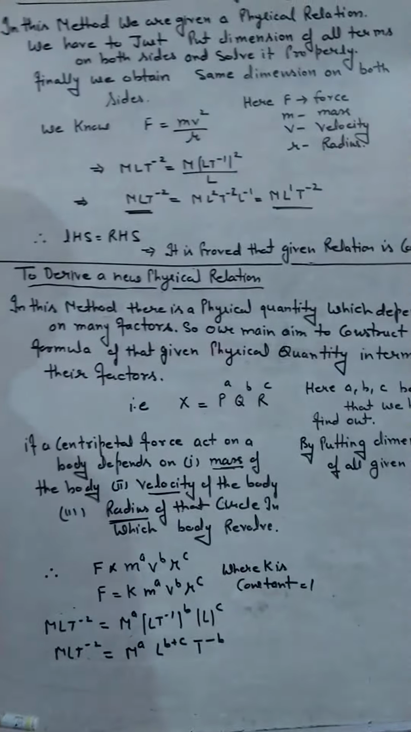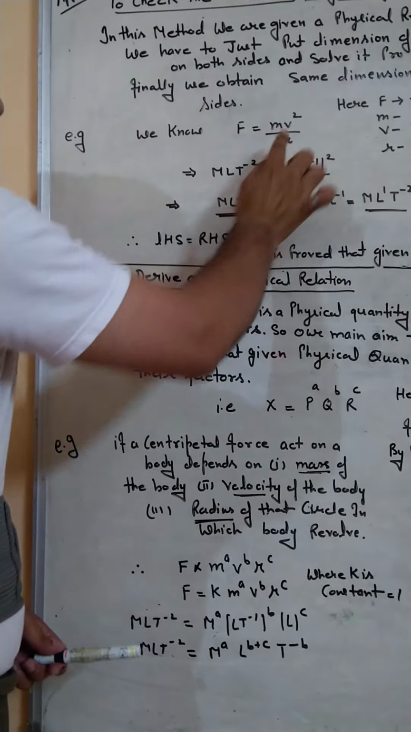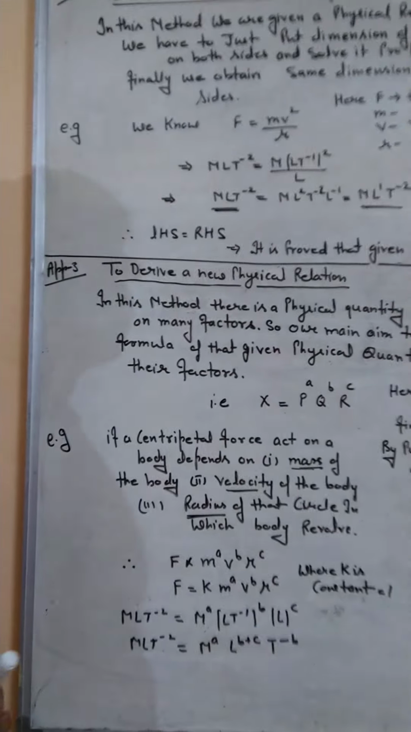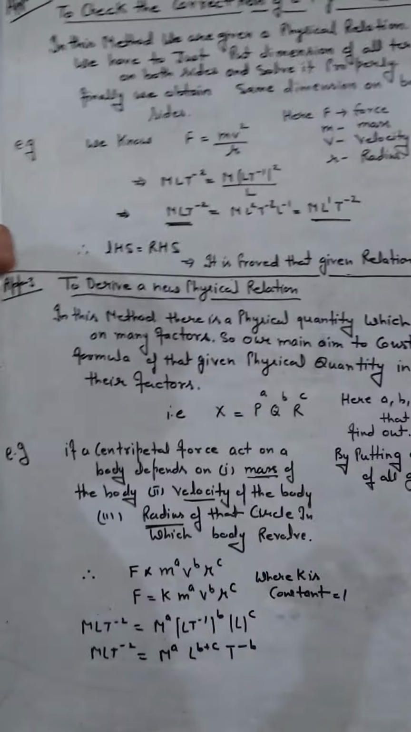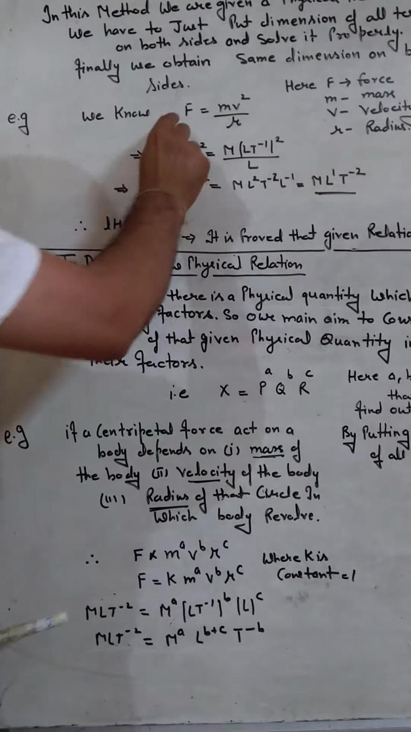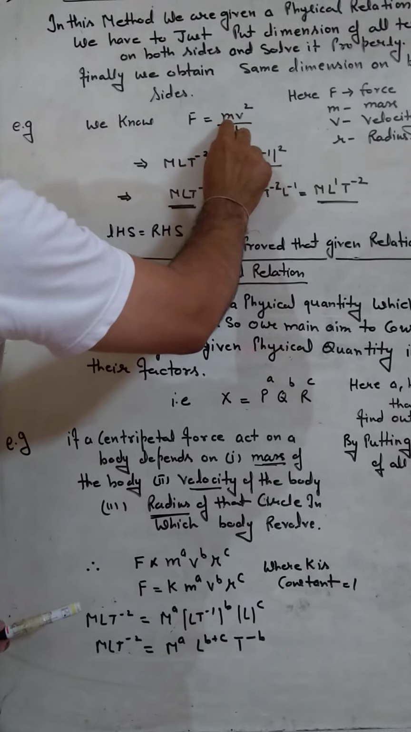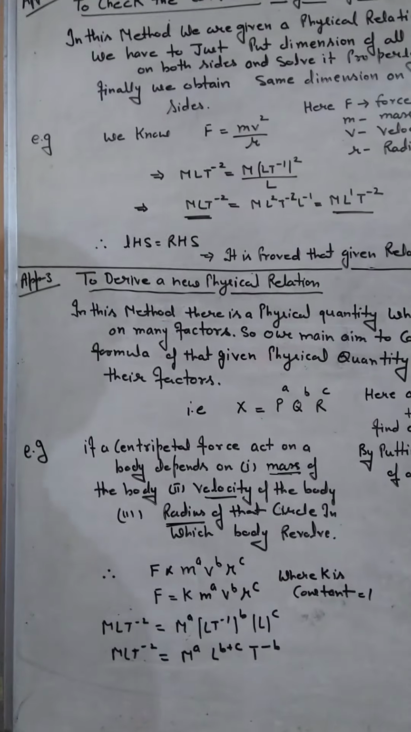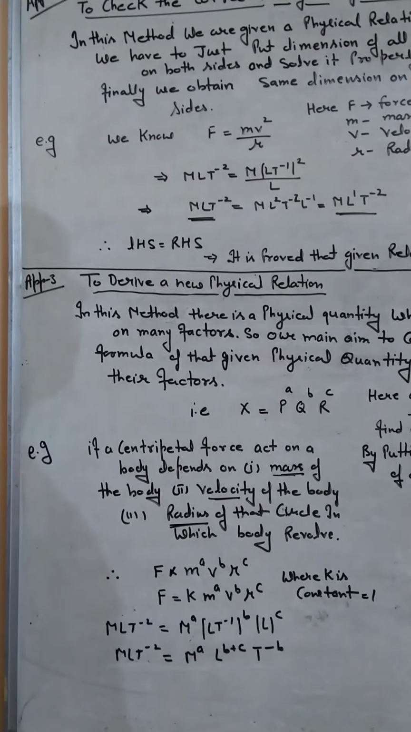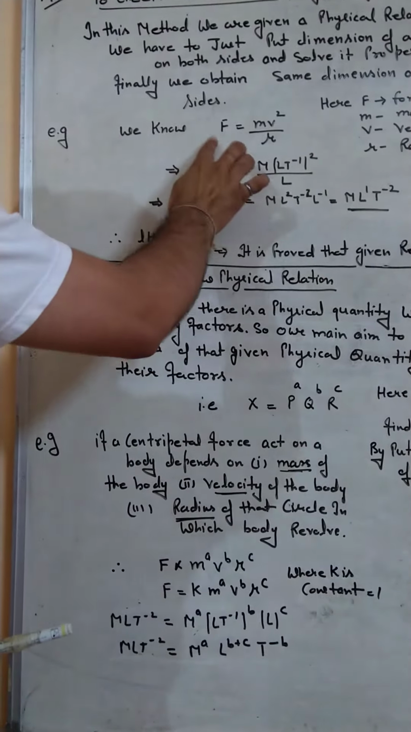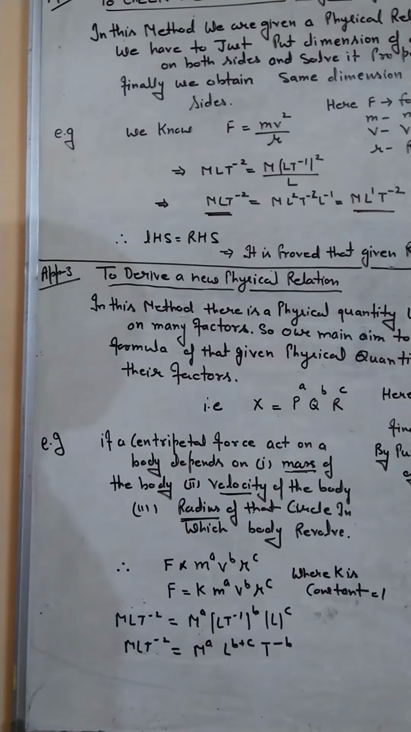Since everyone knows that force is equal to mv squared by r, that formula is for centripetal force, and centripetal force is the force acting on a body in a circular path. Now this force depends on mass, velocity and radius. These are the three main factors on which that force depends. According to that statement we have to put the dimensions properly on both sides.